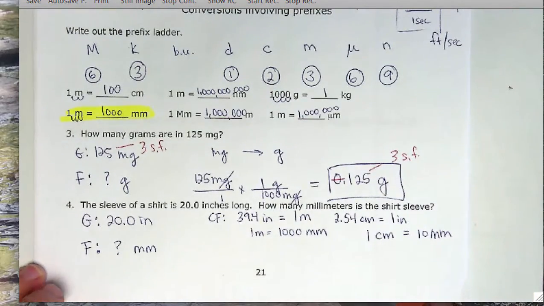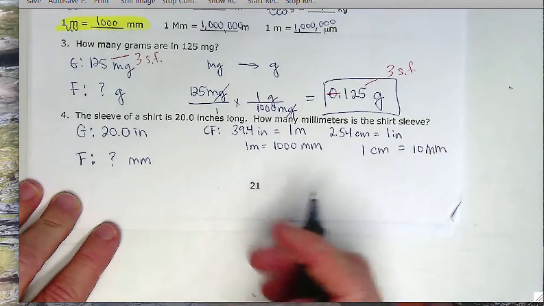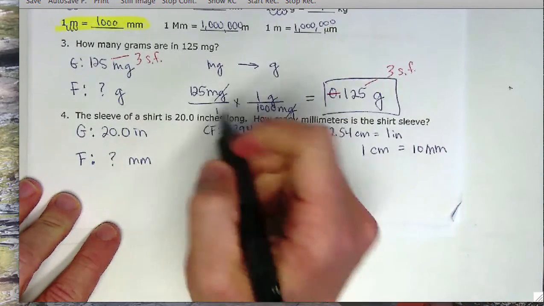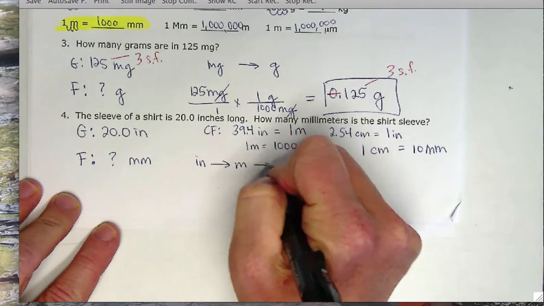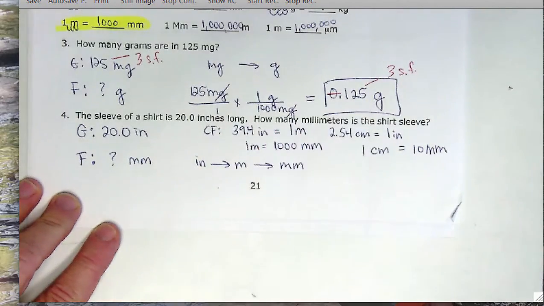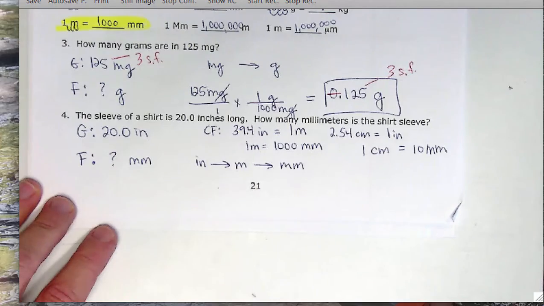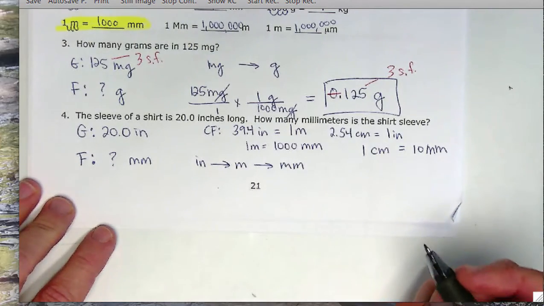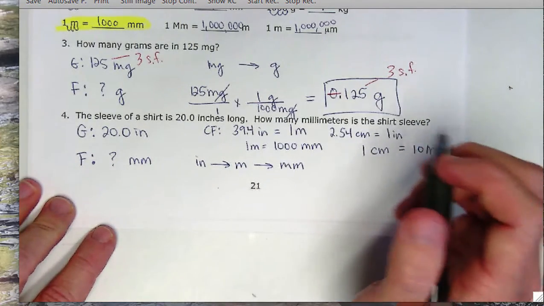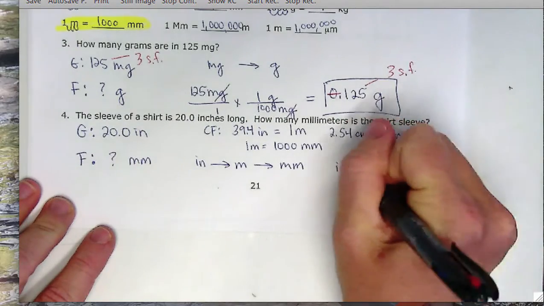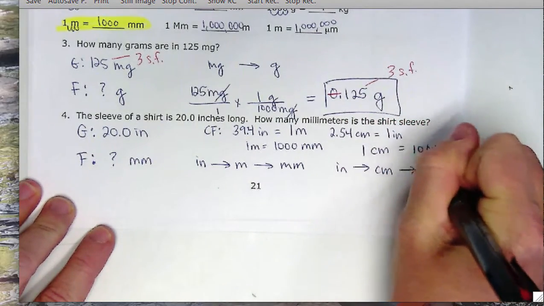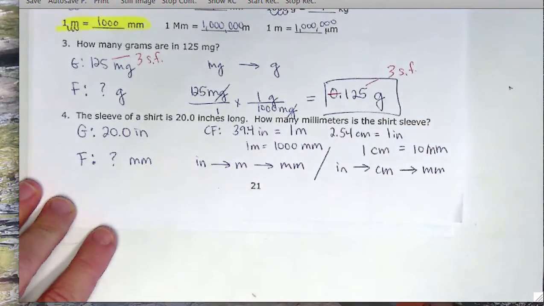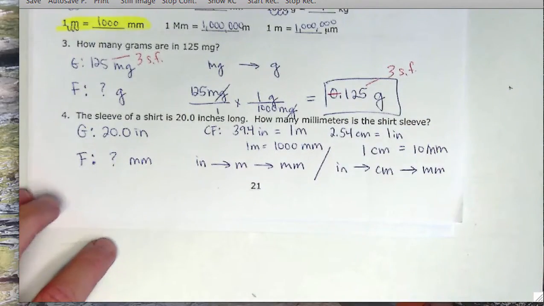So we have 2 possible solution maps. We start off in inches, go to meters, go to millimeters. Or inches to centimeters to millimeters. So 2 possible ways to go about that.